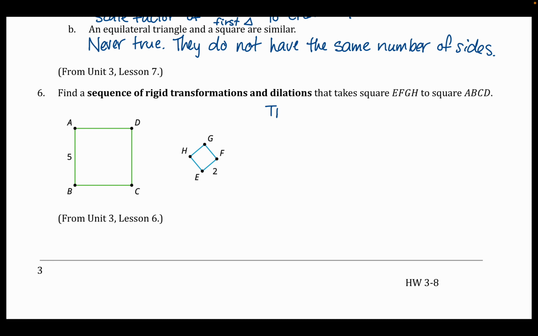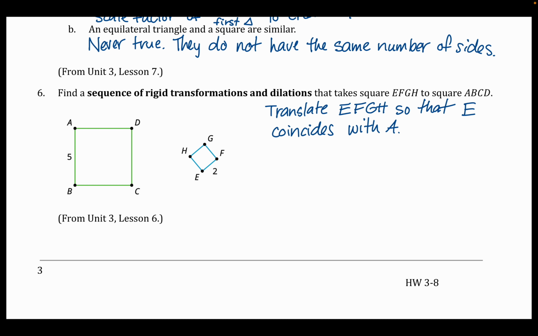I am going to translate. I am going to translate EFGH. We can say by a directed line segment, but I like to say so that, and you can choose whichever point you want to match up. So I'm going to say so that E coincides with A. You just have to use corresponding letters, so E and A correspond.